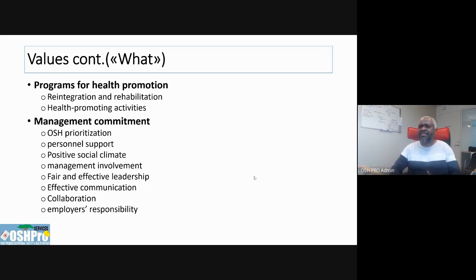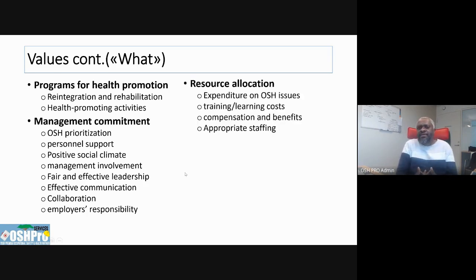And with responsibility comes accountability. There should be resource allocation. These are indications of fulfillment of the purposes of work environment management. There should be resource allocation, expenditure on OSH issues, not just PPEs, but general expenditure on OSH issues. That there is training.